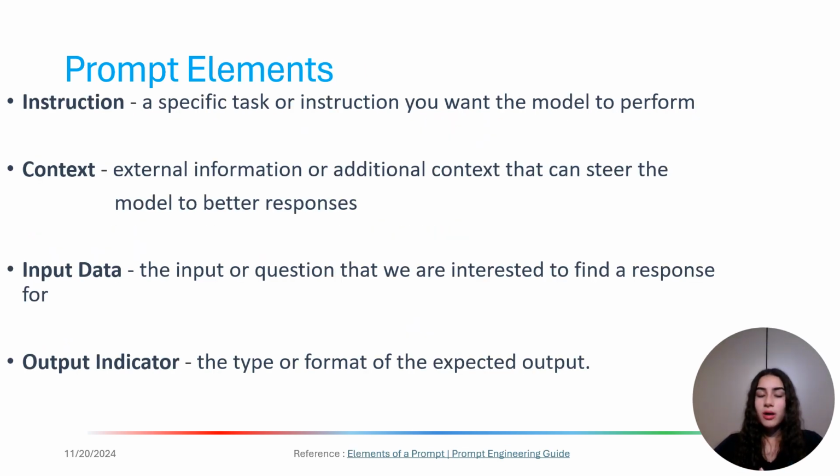Well, what should the prompt contain? Here are some elements. Firstly, we already know this in the real world: instruction, a specific task or instruction you want the model to perform. Simple. Then there's context, which is just external or additional context that can steer the model to a better response. Moving forward, there's input data, which is the input or question that we're interested in finding a response for. Lastly, there's the output indicator, which is the type or format of the expected output we want in the end.